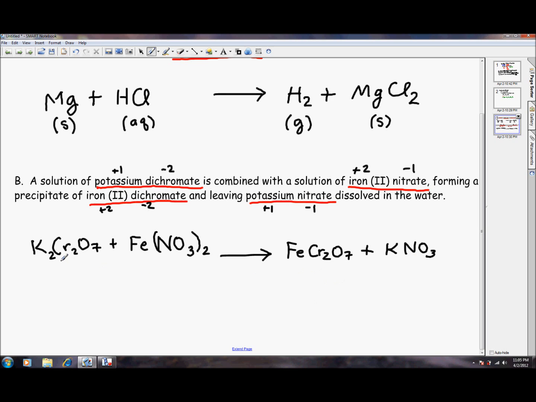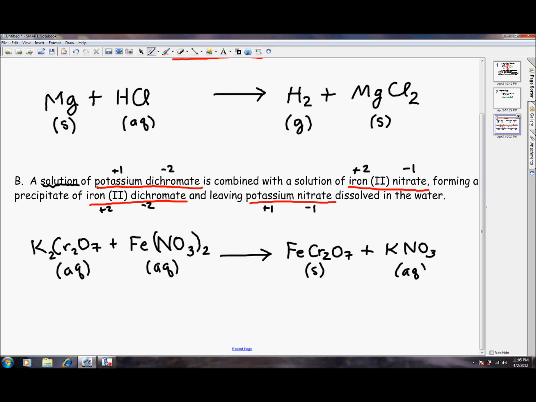Okay, lastly, we're going to assign them states of matter. Okay, this says solution, solution. That's your key word. Solutions mean that the substance is aqueous. This is also called a solution of iron nitrate. This is also aqueous. The iron dichromate, it says, is a precipitate. Remember that precipitates are solids that are formed in reactions. Okay, and it says potassium nitrate is dissolved in water.